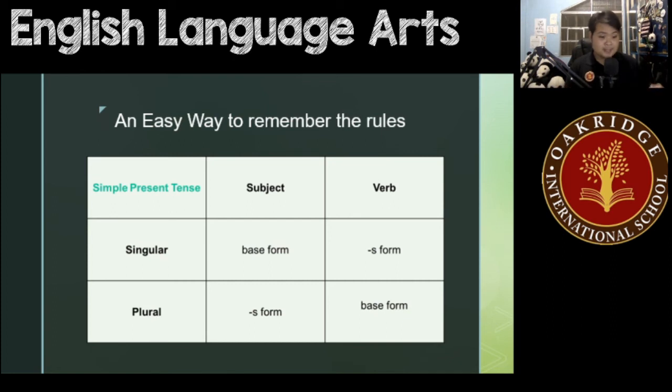Other than that, guys, everything is as is. Again, S form. If the subject is singular, then the verb has to be in S form. And if the subject is plural, the verb has to be in its base form. And that ends our topic for the simple present tense, or recognizing the simple present tense.